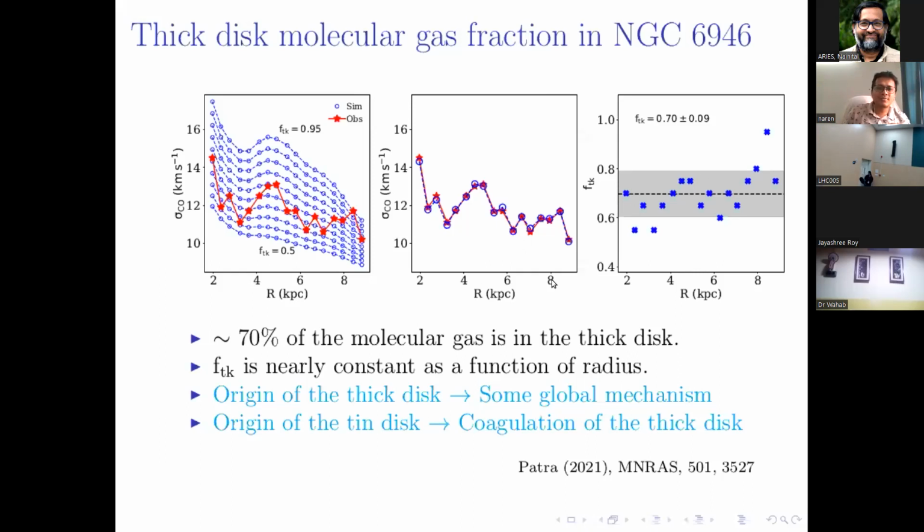So it supports a scenario where the thick disk gas originated first, and then over time coagulated to form the thin disk. More research is needed to humbly conclude any of these propositions, but this is a very interesting result.